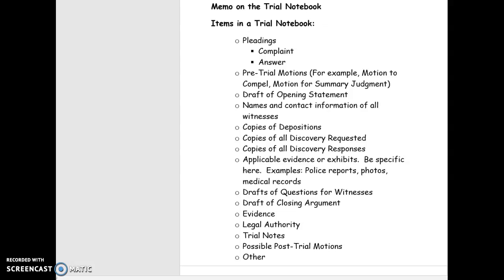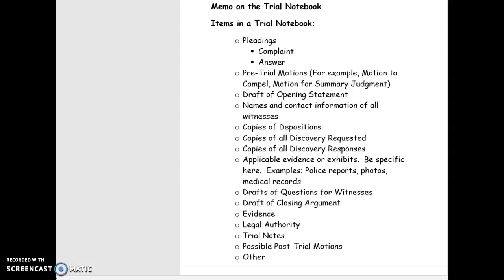So, in week 7, we have the fourth part of the portfolio project due, and that is a memo which describes the information that would go in a trial notebook. So, a trial notebook is exactly how it sounds. It's a notebook that has all of the information that you might need when you're in trial. And more often than not, a paralegal would be tasked with putting this notebook together.